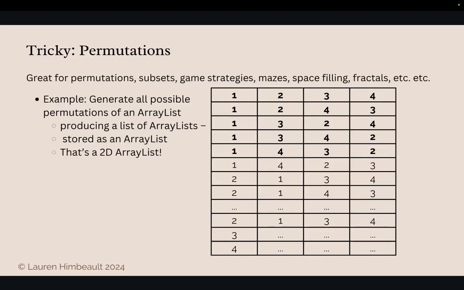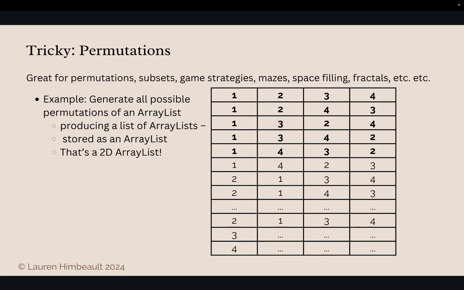This one's even trickier, in my opinion, because this one also uses 2D array lists. So, tricky permutations. We use permutations for lots of things, including subsets, right? We saw a subset permutation scenario. They're very, very similar, but it's also used for things like gaming strategies, traversing mazes, space filling fractals, lots of stuff. So basically, given an array list of integers, we want to generate all possible permutations of an array list. So we're going to do this by producing a list of lists.